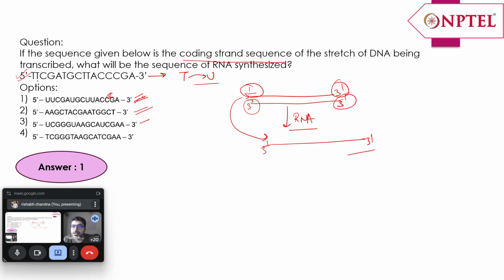So let's see, this would become UUCG ATGC UU A triple C then GA. Okay, so that is the sequence of the first option. Is it fine? Any doubts in this particular question?